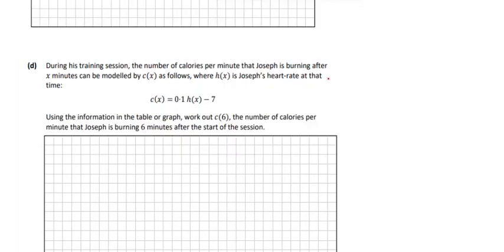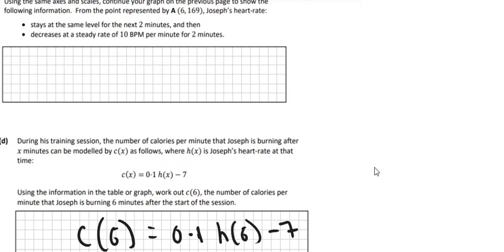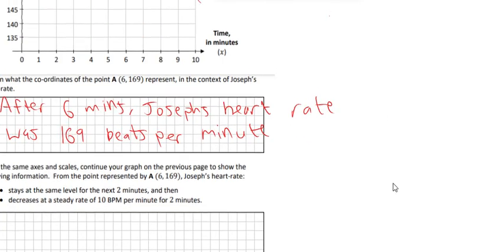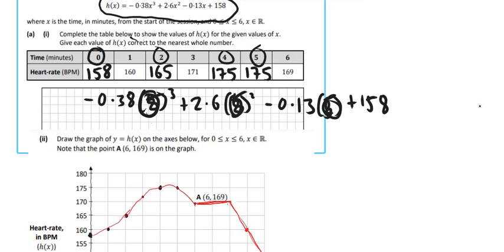Okay, so it's like there's a function within another function here. Quite simply, C6 would be where you put in a 6 instead of X. So it'd be 0.1 times H of 6 minus 7. So you have to actually know what H of 6 is. But if you look back up to the very top, you do actually know what H of 6 is. H of 6 is in the table.